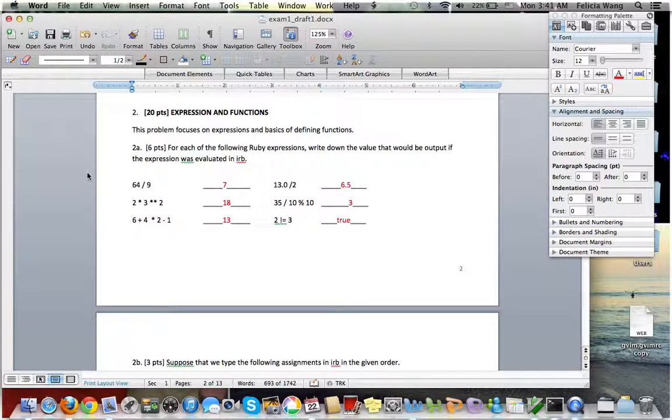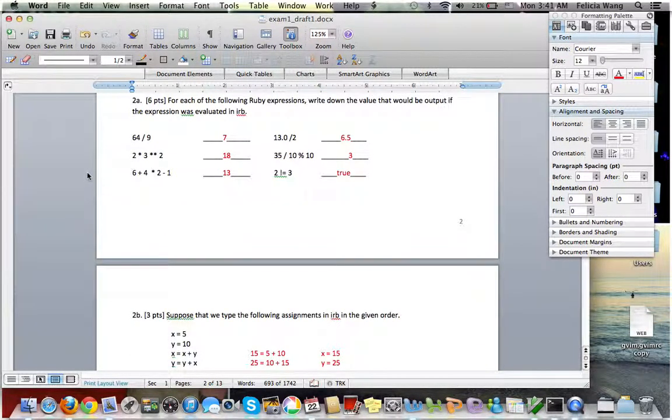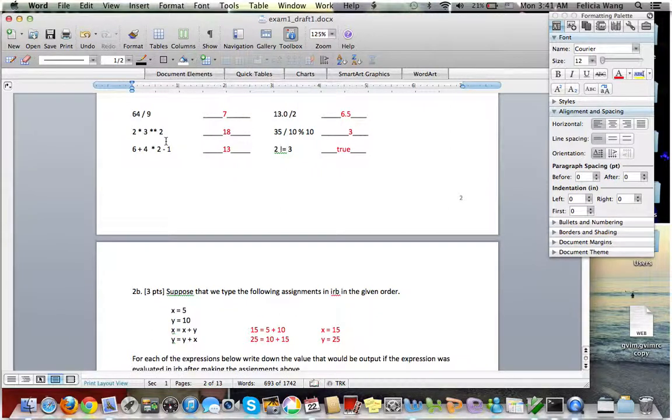Okay, so number two. 2a, this is basically a bunch of Ruby expressions, Ruby operations that you were asked to do and come out with some number. Pretty simple, so I'll briefly explain each one. This is integer division. So 9 goes into 64 a total of 7 whole times. And so this is exponentiation and then multiplication. So 3 squared is 9 times 2, 18. Over here we have 4 times 2, which is 8, plus 6, 14, minus 1, 13.